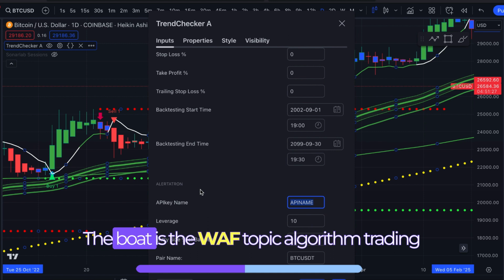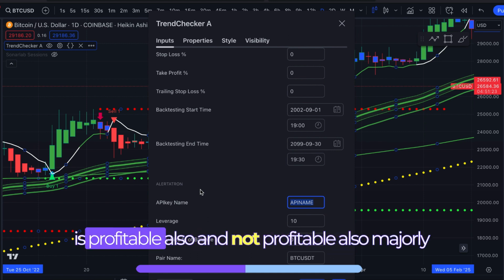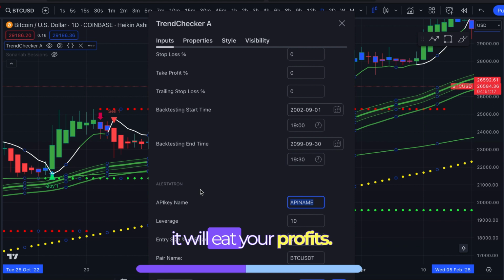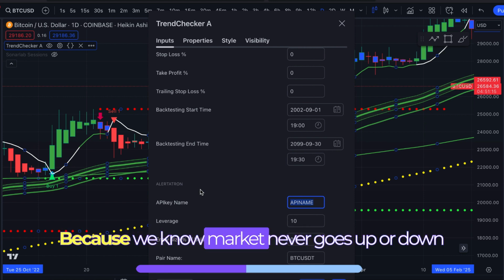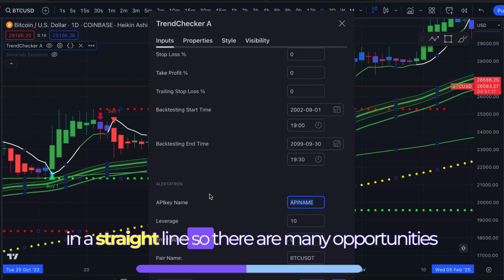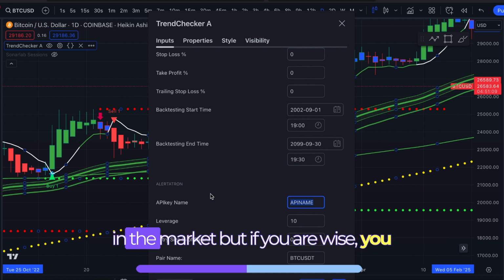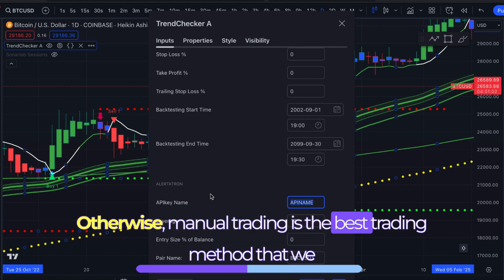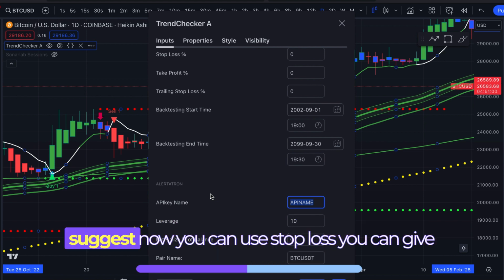The bot is a vast topic. Algorithm trading is profitable also and not profitable also. Majorly it's profitable if you use it wisely, otherwise it will eat your profits, because we know market never goes up or down in a straight line. So there are many opportunities in the market, but if you are wise, you can make money out of it using the bot. Otherwise, manual trading is the best trading method that we suggest.